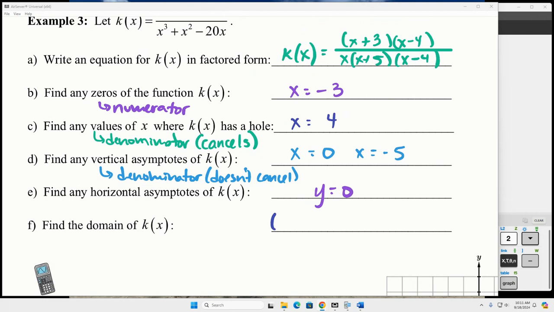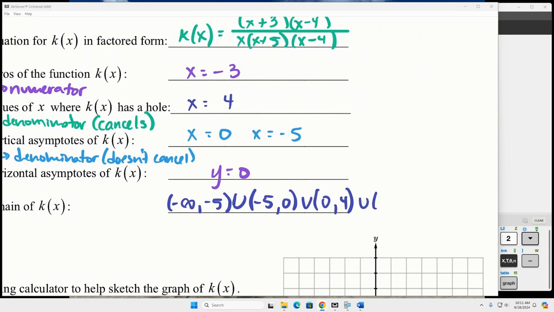0, -5, and 4. So all the holes and vertical asymptotes are where the function's undefined, so they are not in the domain. So I'm going to do interval notation again, just because it's a little bit more difficult than just writing it out in words. Unless I specified that I wanted it a certain way, I'll take it in words if that's how you would rather do it.